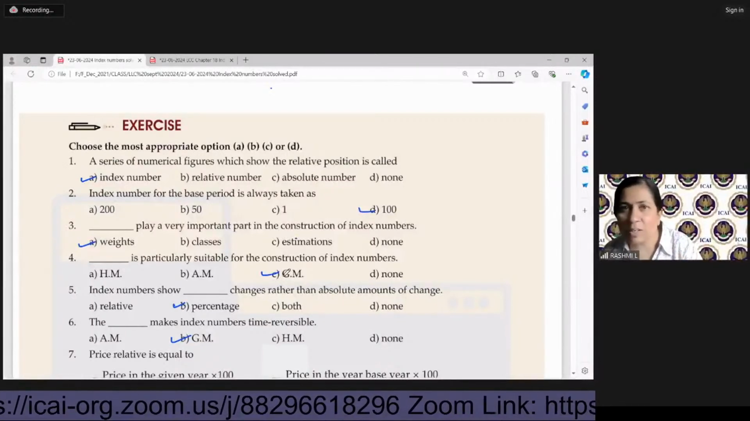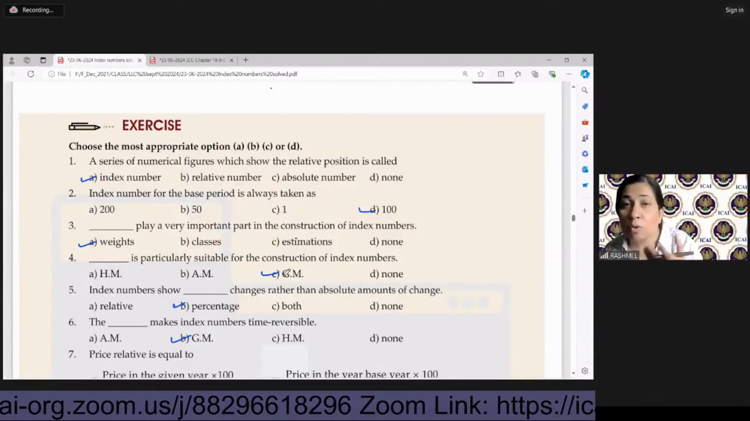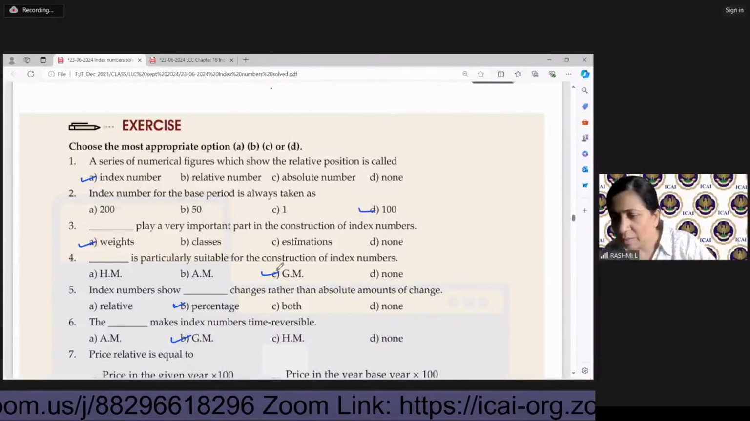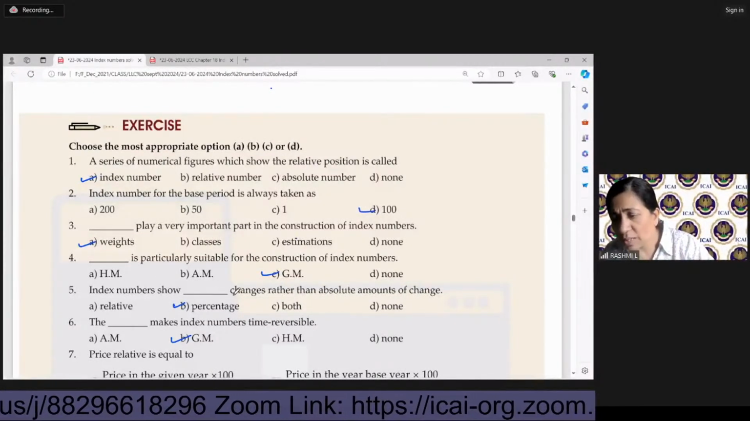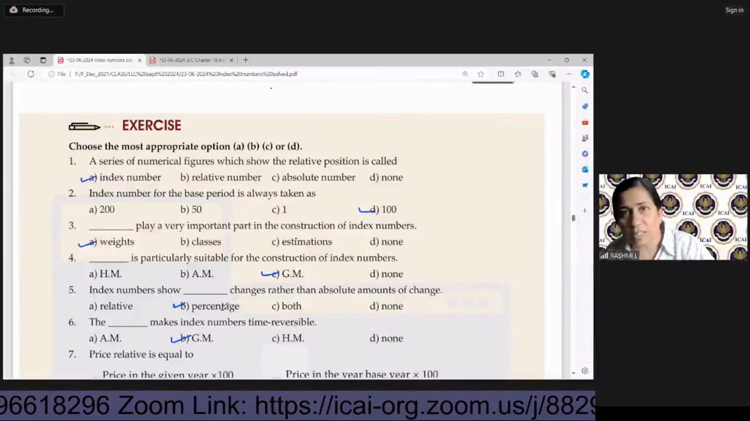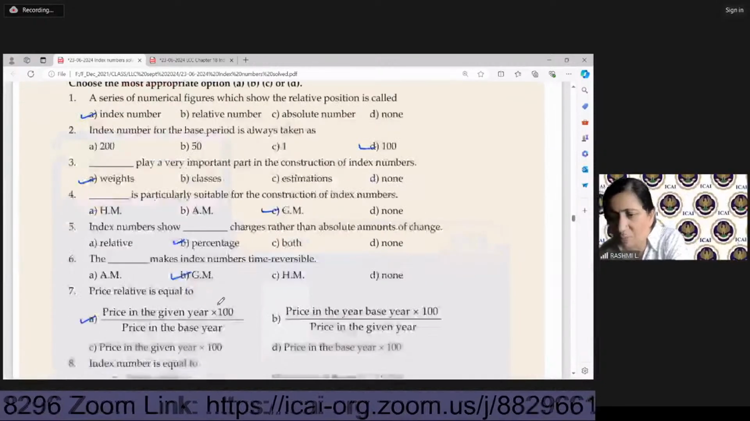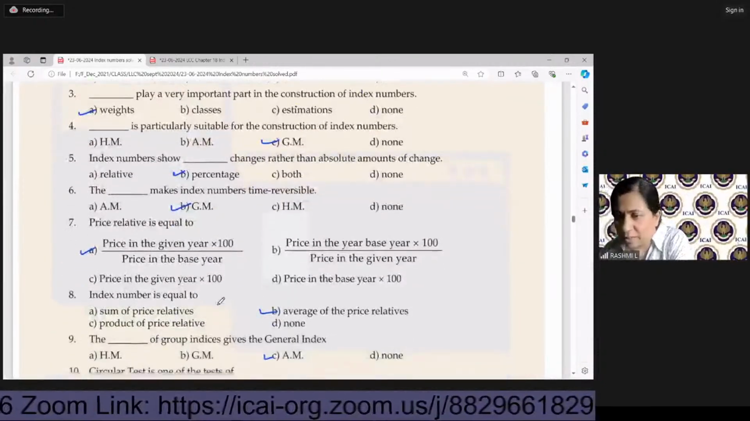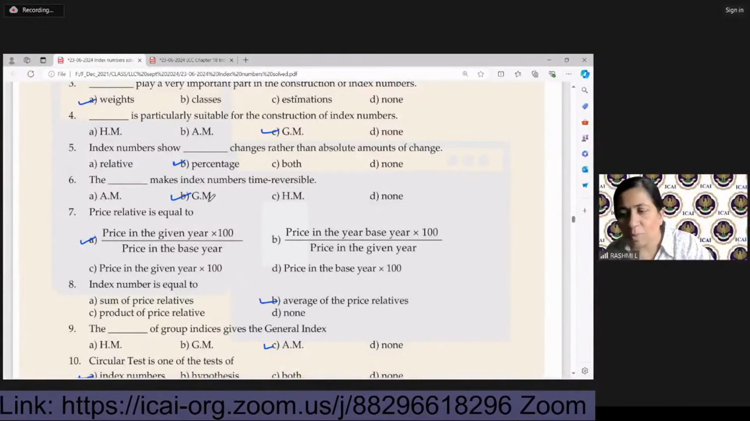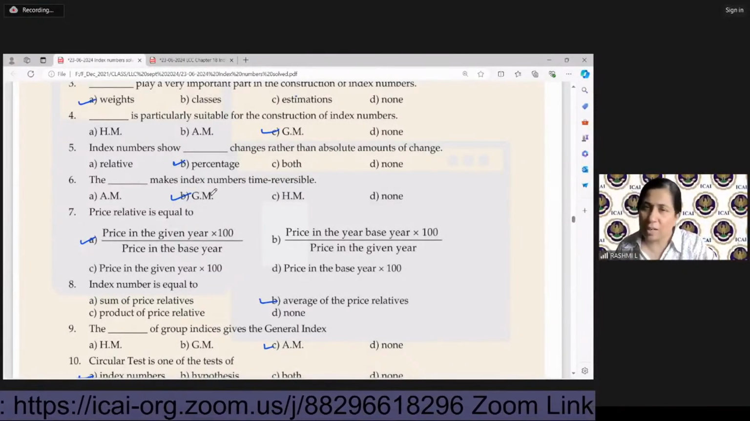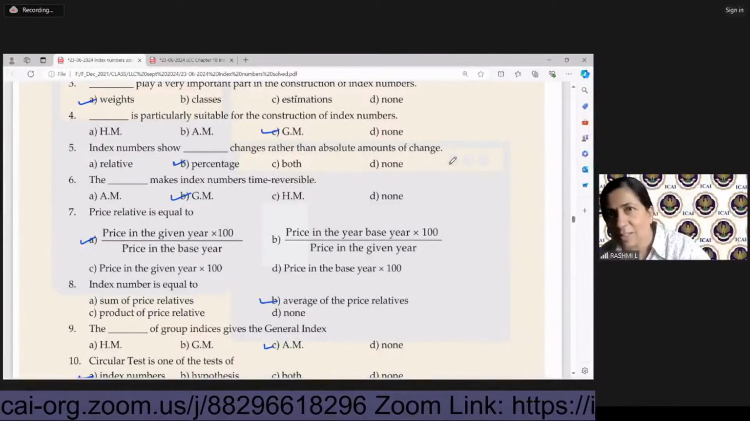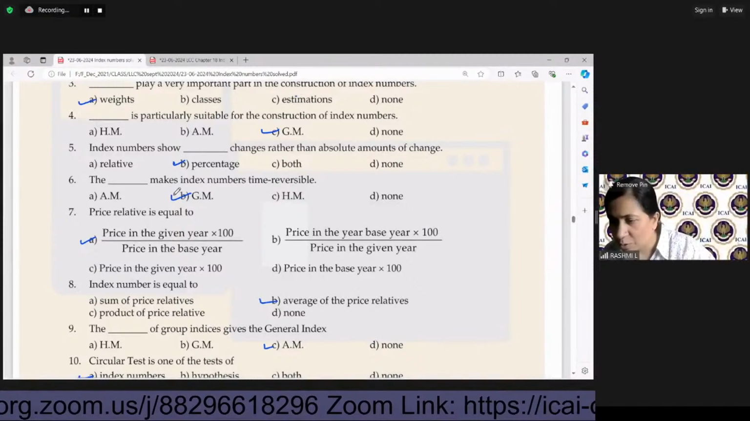But always remember, even though geometrical mean is more useful for ease, people use arithmetic mean. Index number shows dash changes rather than absolute amounts of change. It shows percentage changes. That is why it becomes easier to interpret. The dash makes index numbers time reversal. The geometric mean makes index numbers time reversal, because in geometric mean you're finding the indexes, and so you can easily find the reciprocal.